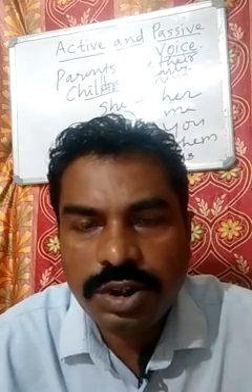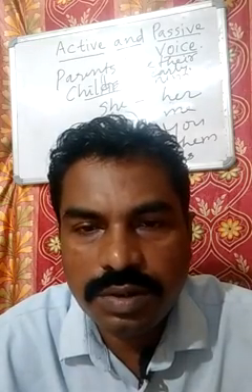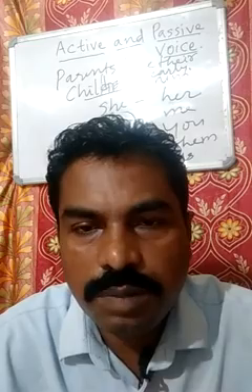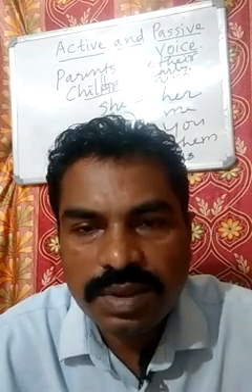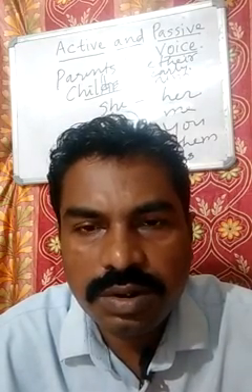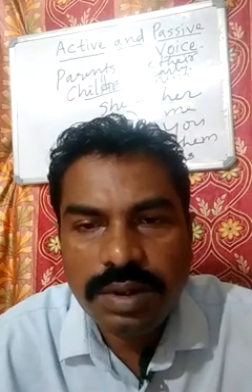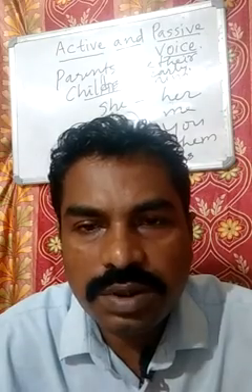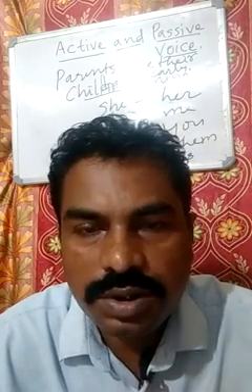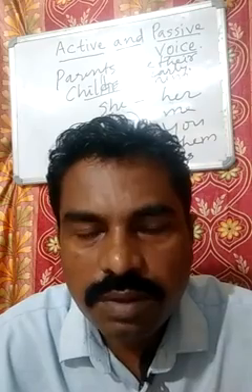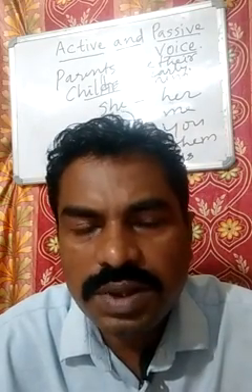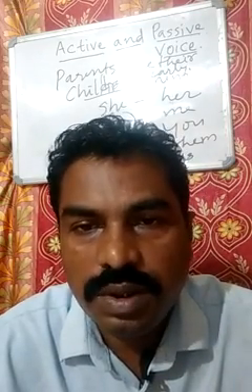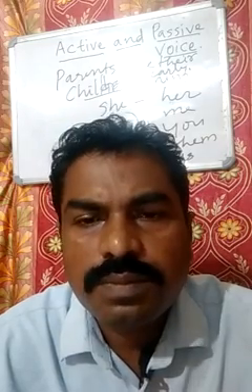For example, I shall write a letter. When you change it: a letter shall be written by me. He will play cricket. Cricket will be played by him. They will write letters. Letters will be written by them. So in that way, you can change a sentence from active voice to passive voice in future indefinite form. Next one is future perfect.